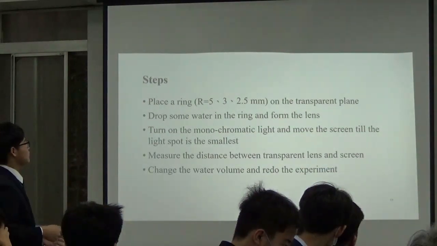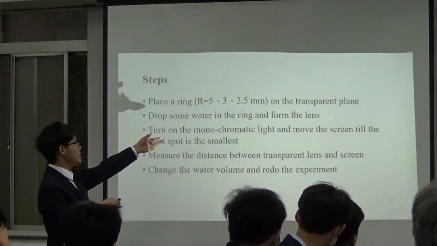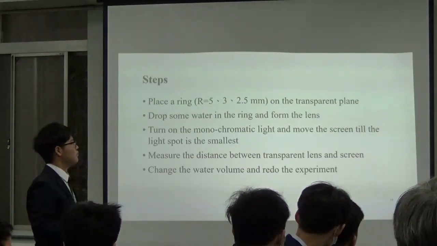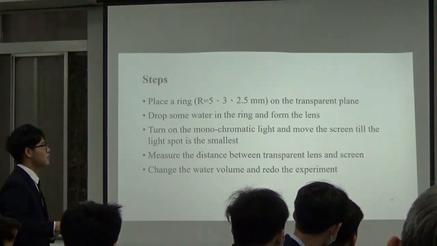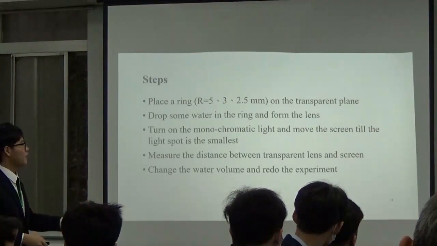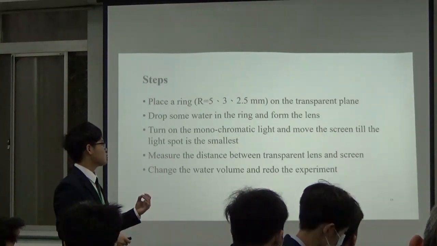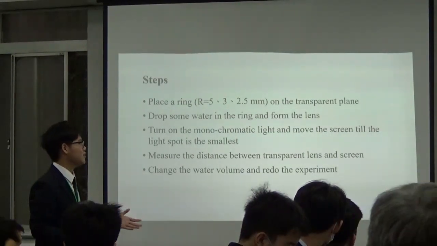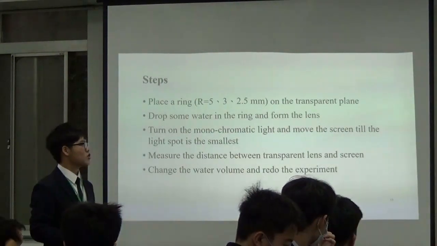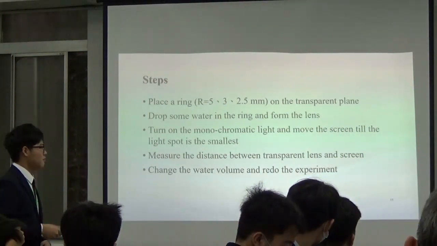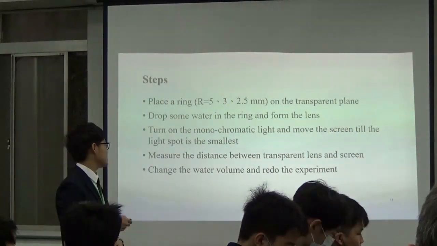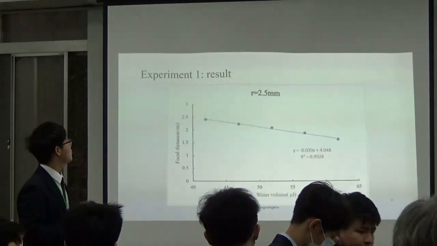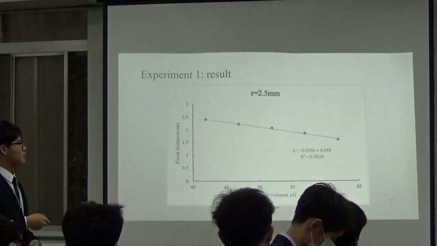So we place rings with different ring radii of 5, 3, and 2.5 millimeters on a transparent plate, and we drop some water in the ring to form the lens. So we turn on the monochromatic light and move the screen until the light spot is the smallest. The reason we use monochromatic light is to ignore dispersion in this phenomenon. Now we measure the distance between the transparent lens and the screen, and we change the water volume and redo the experiment every time. So this is a graph of our experimental results.